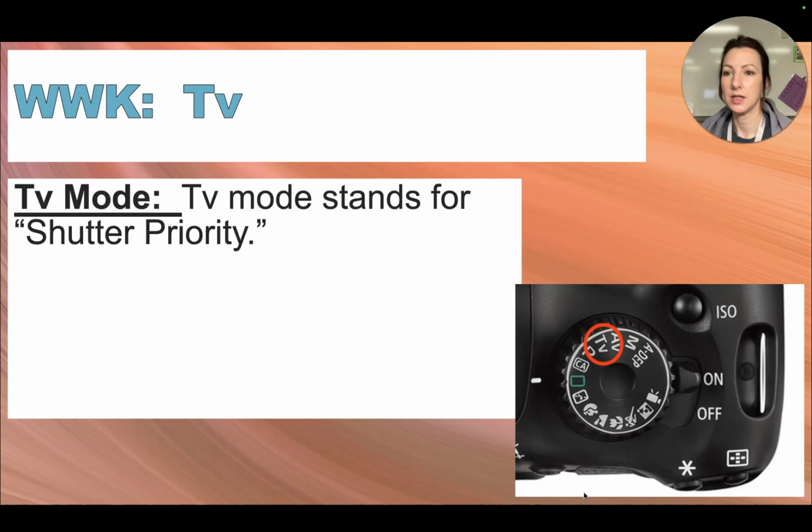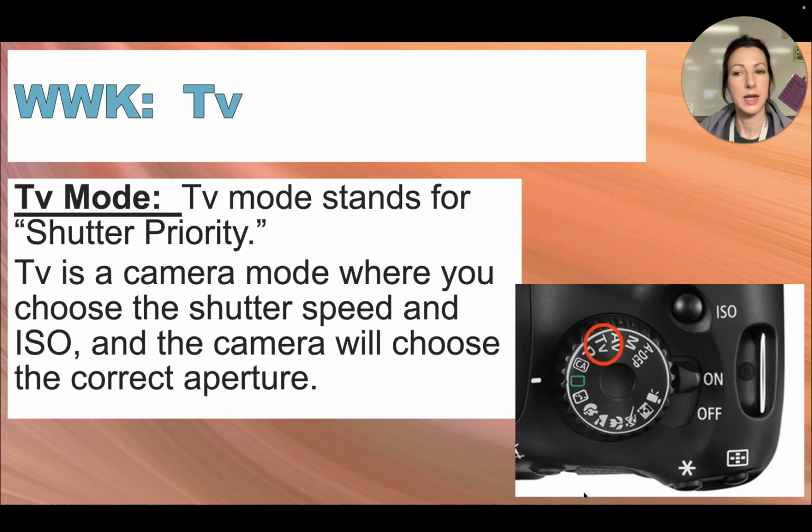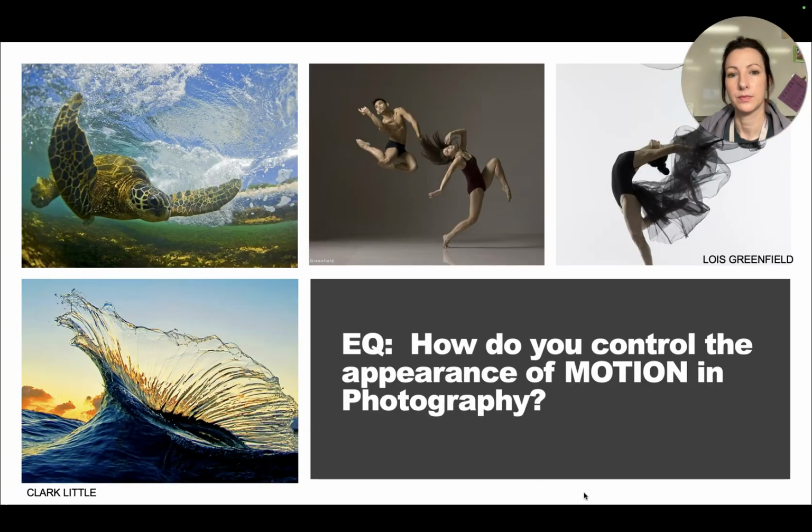Second is TV. TV mode stands for shutter priority. It actually stands for time value, but we call it shutter priority. TV is a camera mode where you choose the shutter speed and the ISO, and the camera is going to choose the correct aperture for you as you change your shutter speed. So the camera will adjust depending on what you set your shutter speed on.